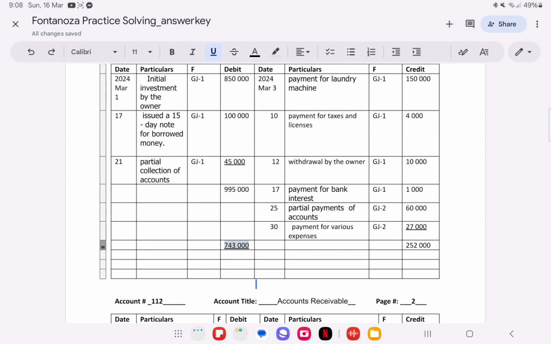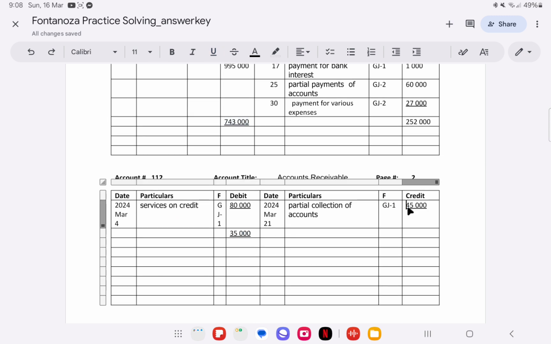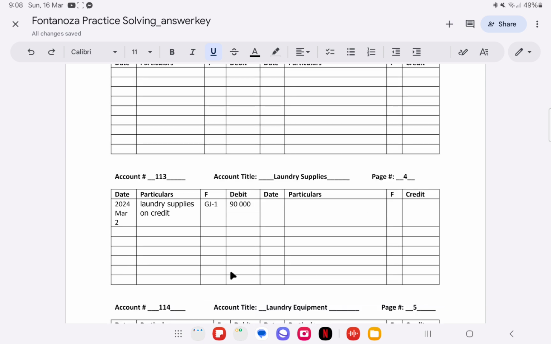Okay, next we have the accounts receivable, no? Try to look at it. There are two transactions in the debit, and also one in the credit. Since that's unlike signs, debit and credit, you should deduct. So 80,000 minus 45,000, therefore 35,000. So underline only, not double line yet, because we have not done the closing entries. So we have estimated uncollectible accounts, no entry, no data yet.